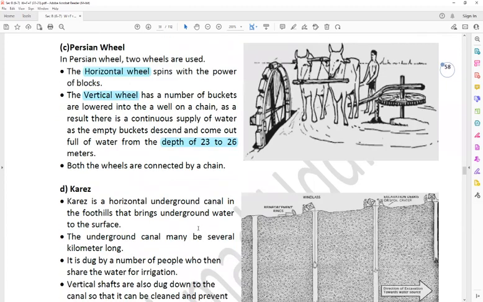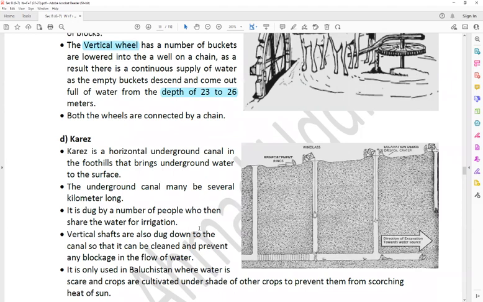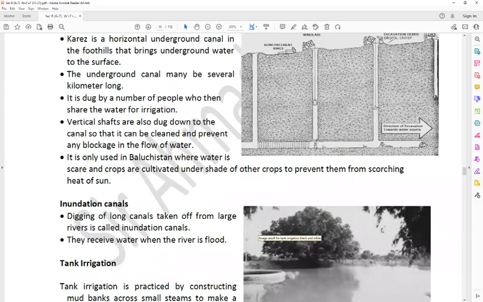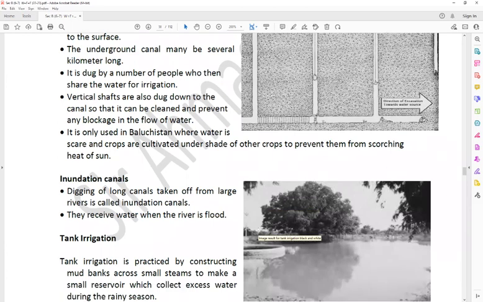Another method is Karez, used in Balochistan only. Here, vertical shafts are dug down, water is taken out from there and provided to the crops. In irrigation canals, large ponds are made and canals are taken out from them, or sometimes canals are taken out from the rivers. When the river has more water, water is taken through those canals to the fields.